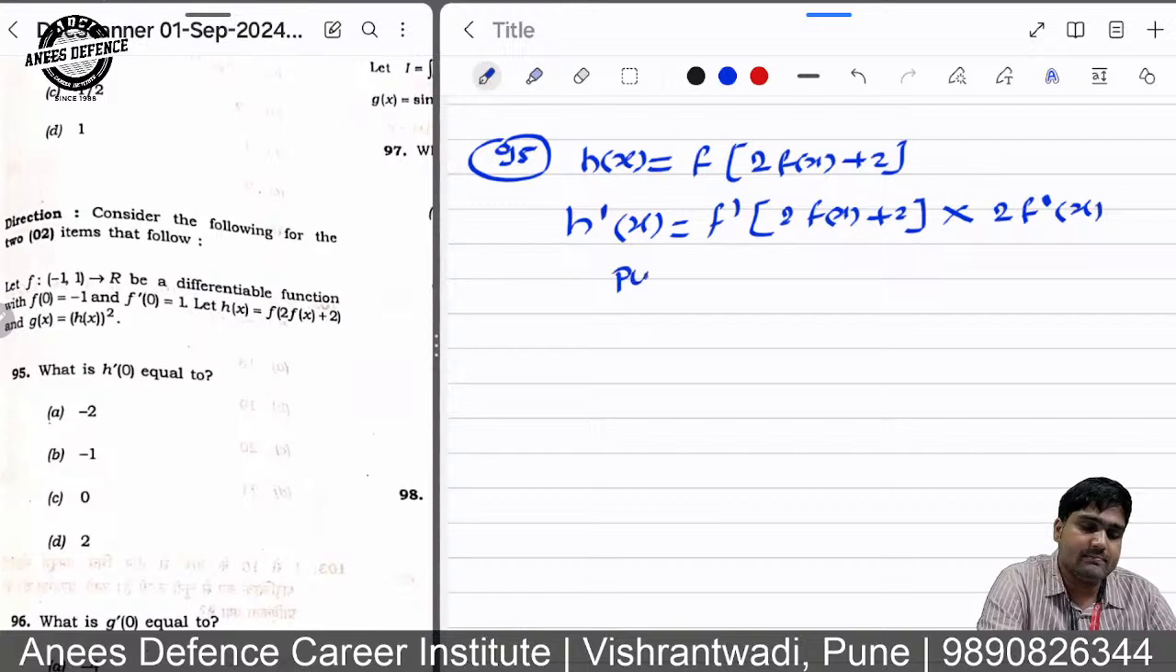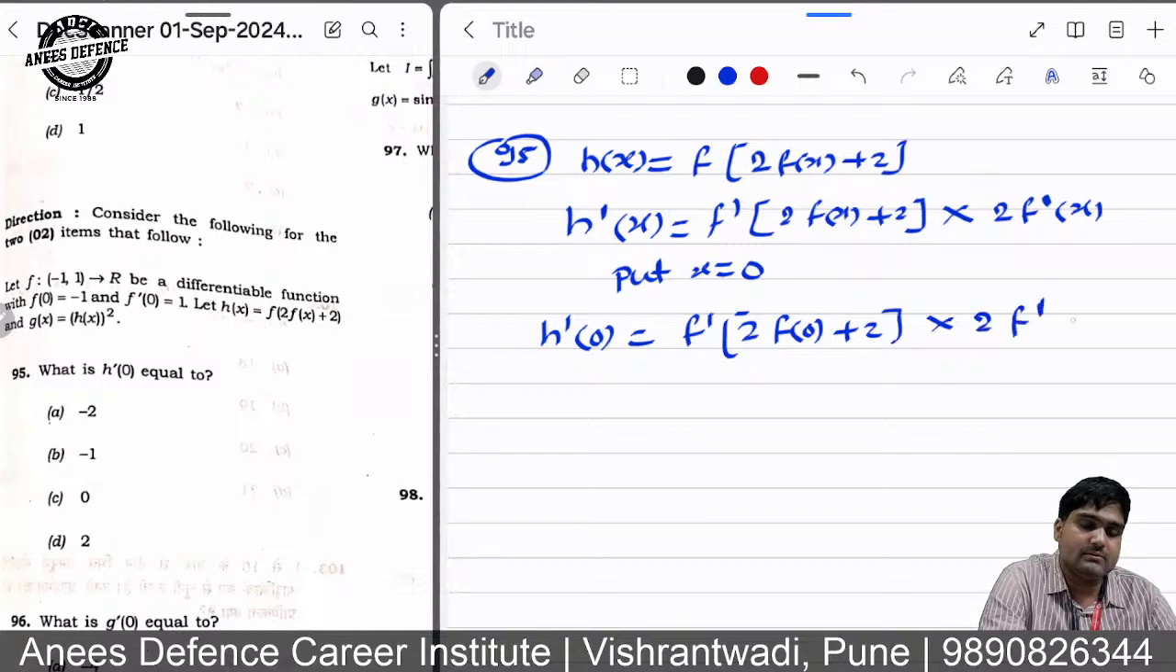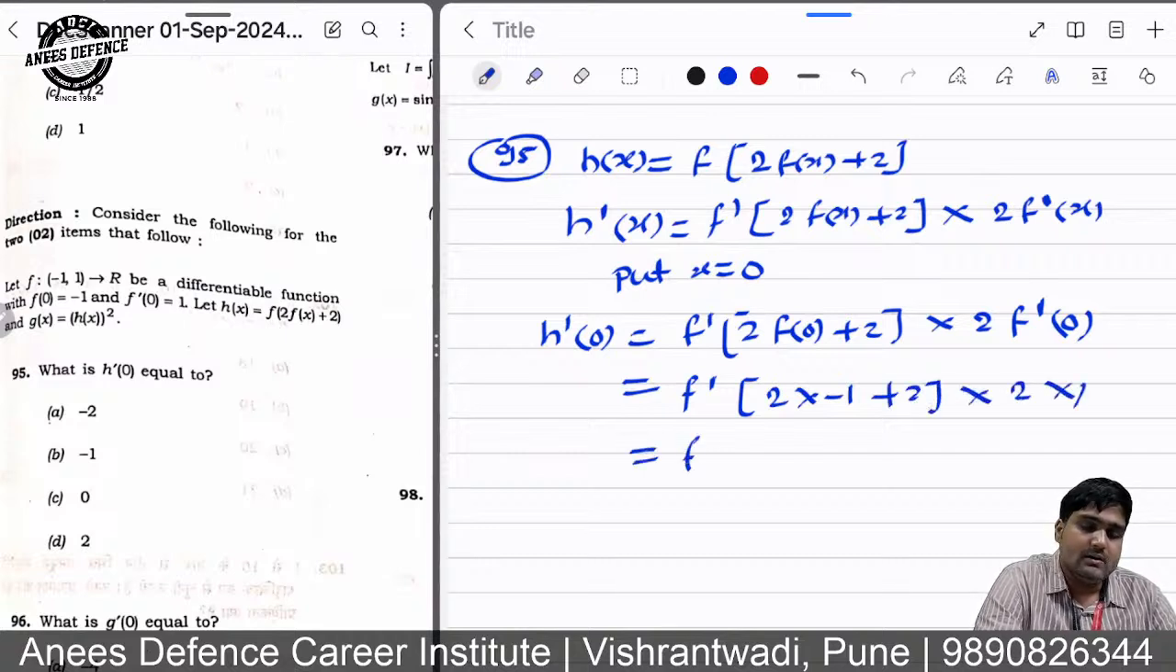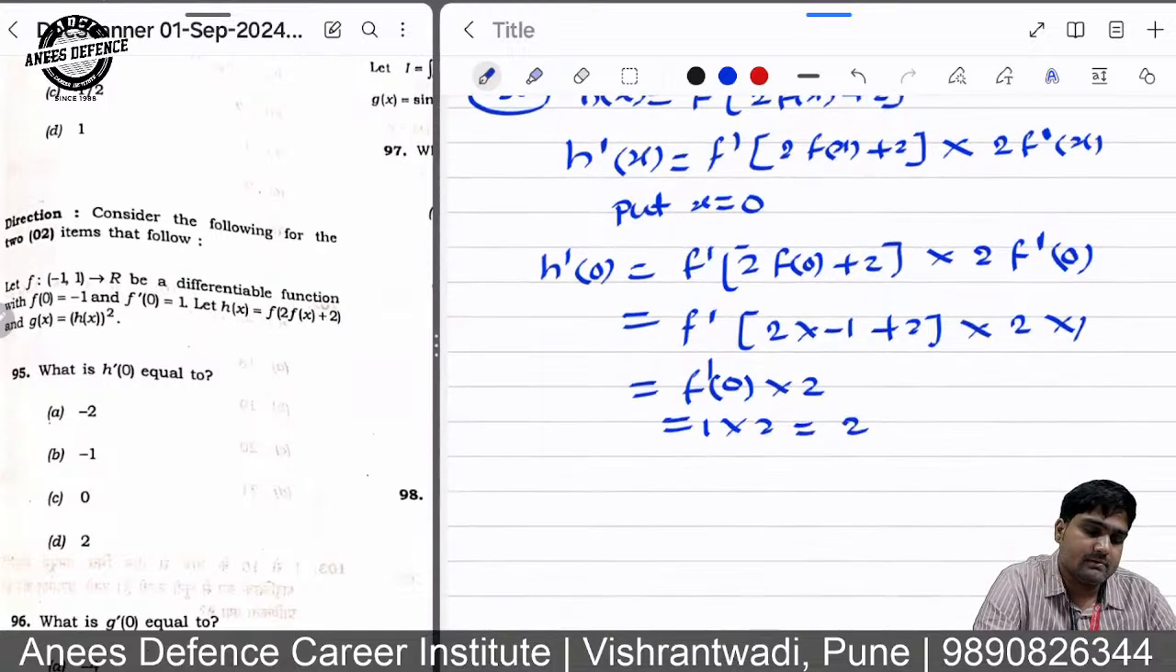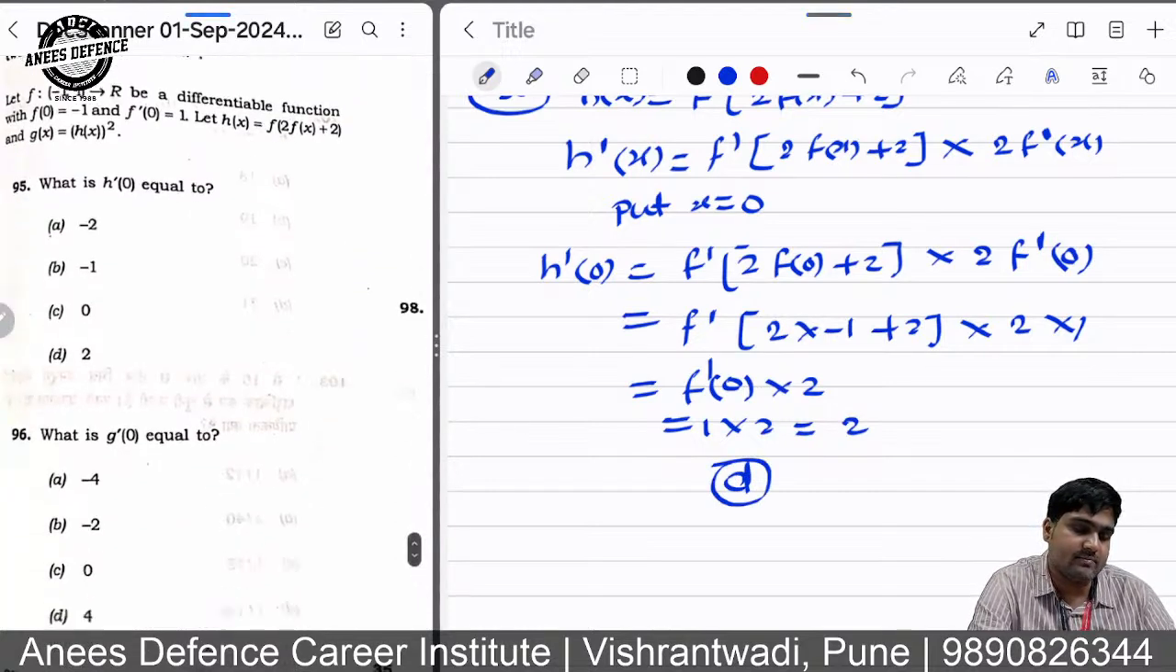Now put the value of x as 0, because we need to calculate the value of h dash 0. So it's f dash of 2 times f of 0 plus 2, into 2 times f dash 0. Here the values of f of 0 and f dash 0 are given. f of 0 is minus 1, so 2 into minus 1 plus 2, and f dash 0 is given as 1. So minus 2 plus 2 is 0. So f dash 0 into 2, and f dash 0 is 1. So 1 into 2 is 2. So option D is the correct answer for question number 95.